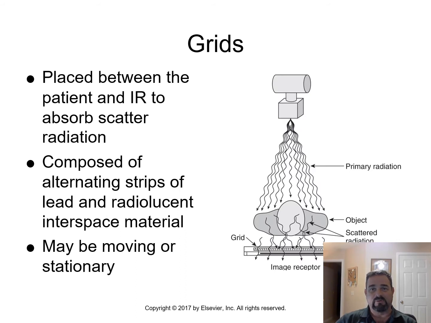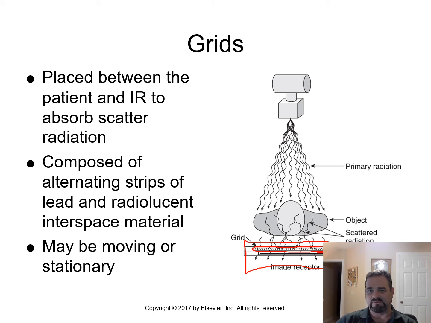All right, so grids. A grid is a device that's placed under the table between the patient and the image receptor, IR. Let's take a look here. I'm going to minimize myself real quick. All right, so here we go. This is your grid. As you can see here, this is your image receptor, whether it's a table, an upright, or a cassette. The grid is mounted inside the table or inside the cassette holder.